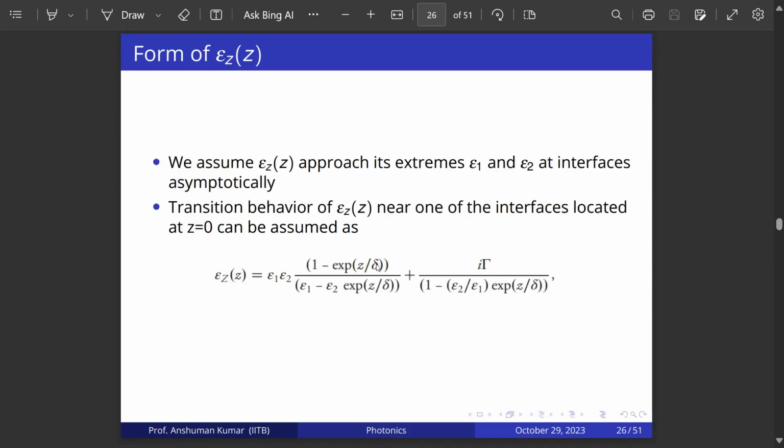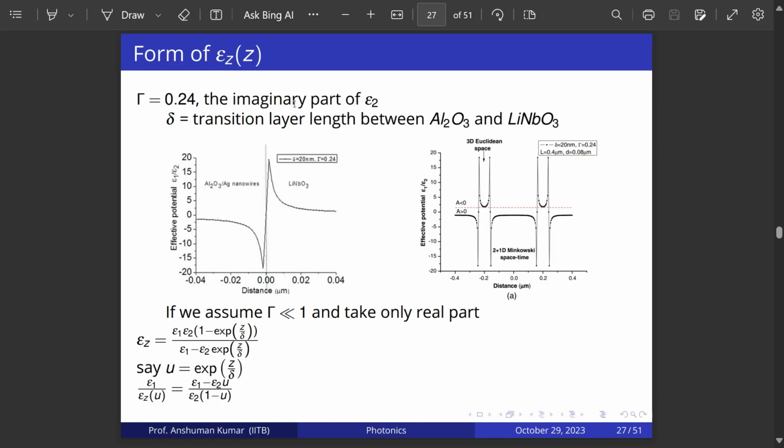Here, delta is the transition layer, which is very small, and gamma is the imaginary part of epsilon z, which is very small compared to 1. It's just 0.424 we have assumed. Now, the effective potential can be given by this after assuming such a form of epsilon z. See, it diverges, so it's like a potential barrier or potential wall. For all the interfaces, the potential looks like this.